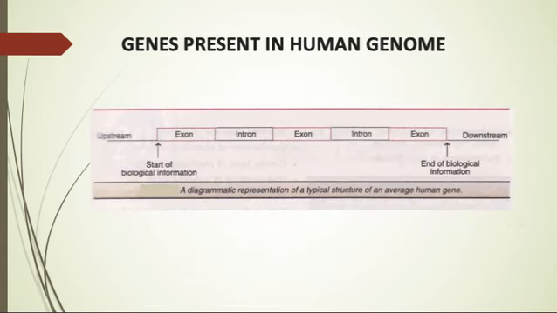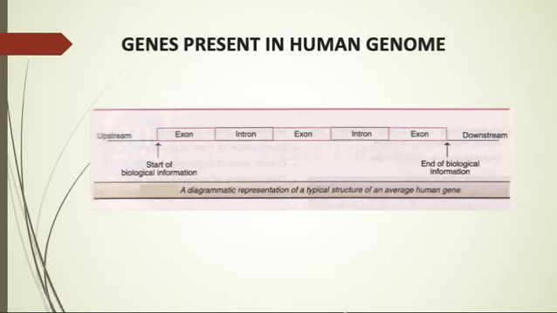So next we'll have a look at the genes that are present in humans. This is the upstream of the gene and this is the downstream. Here is the start of the biological information and this is the end. You have the exons and the introns, exons and the introns, exons. So this is the structure of the basic human gene.